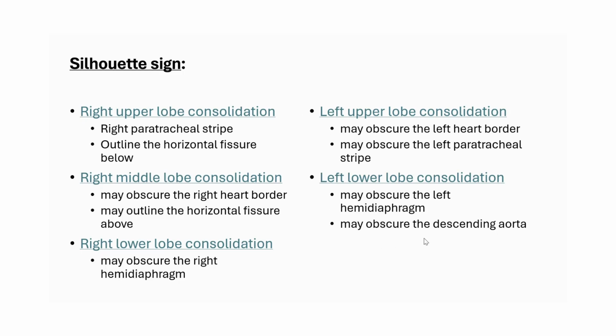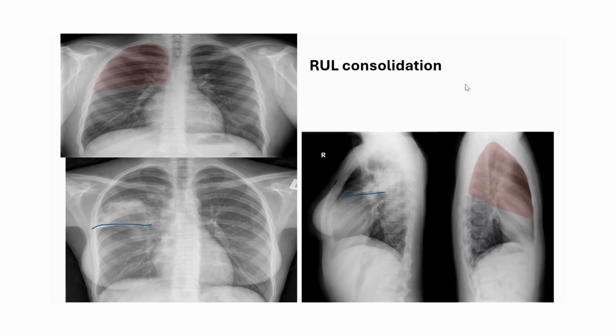So these are the silhouette signs according to the involvement of the lung lobes. Now we can see the lobe involvement one by one. So, right upper lobe consolidation. In this image, the red area denotes the right upper lobe above the horizontal fissure. This blue line is the horizontal fissure.